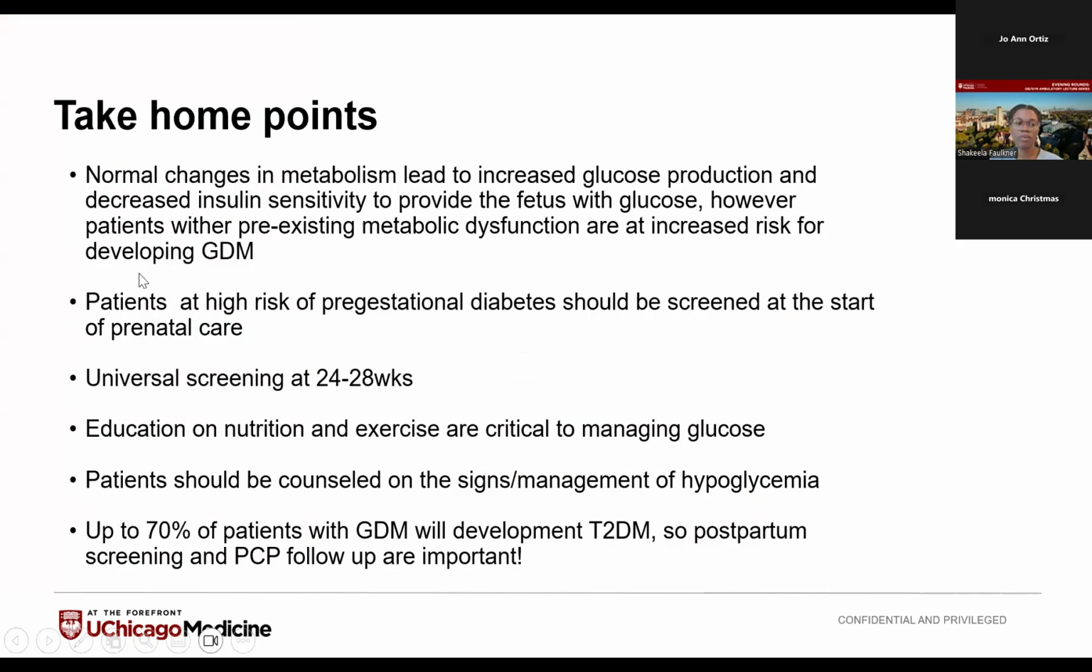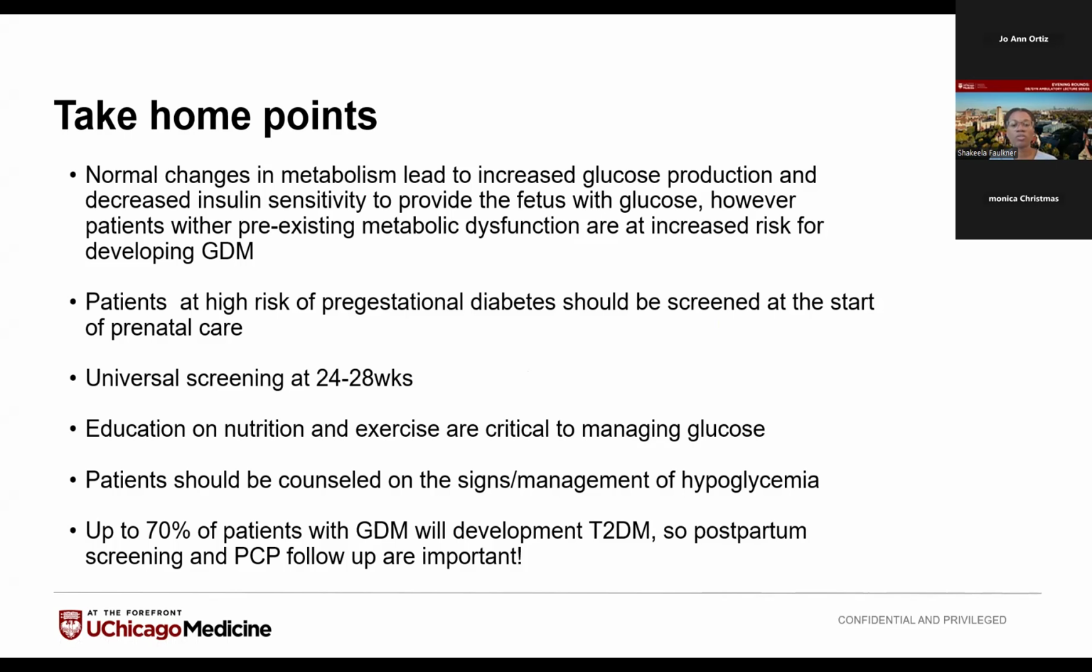Okay, so just summarizing some of the take-home points. There are normal changes in metabolism that really are designed to increase the amount of glucose available for fetal utilization and decrease our insulin sensitivity. However, if you have pre-existing metabolic dysfunction, then there's increased risk of developing gestational diabetes. Patients at high risk of pre-gestational diabetes should be screened at the start of their prenatal care. We want to universally screen everyone from 24 to 28 weeks.